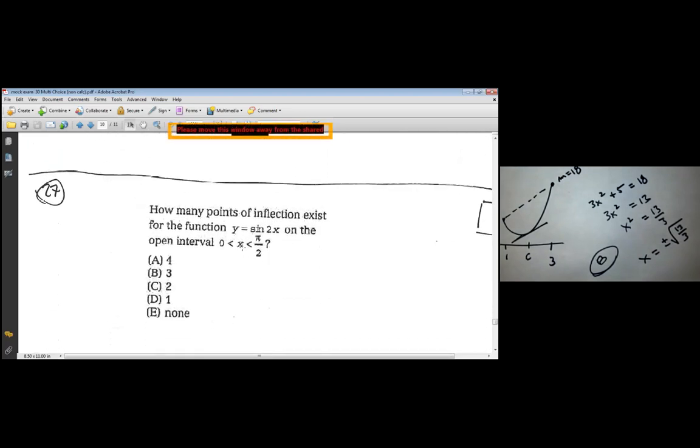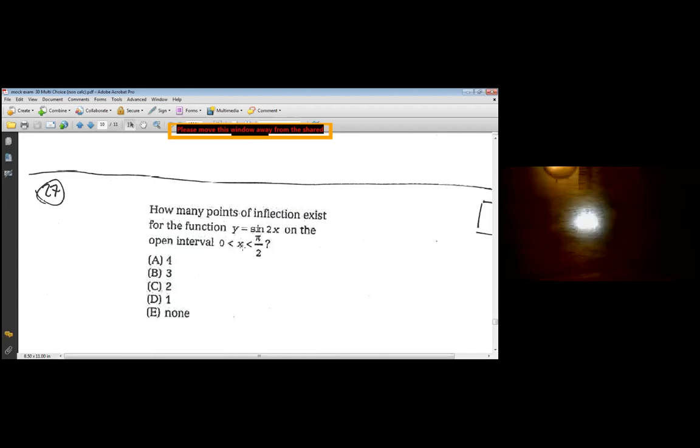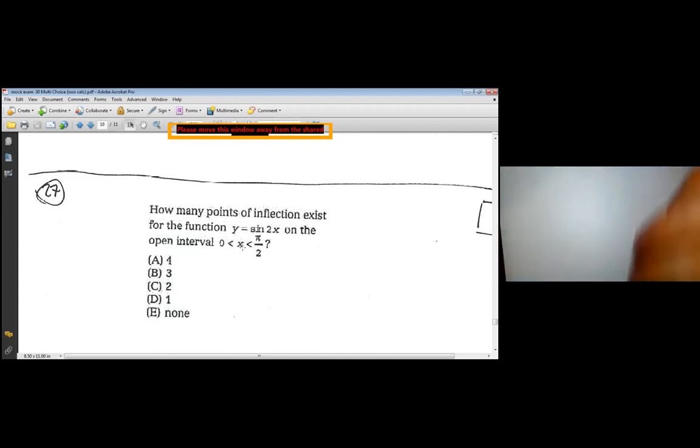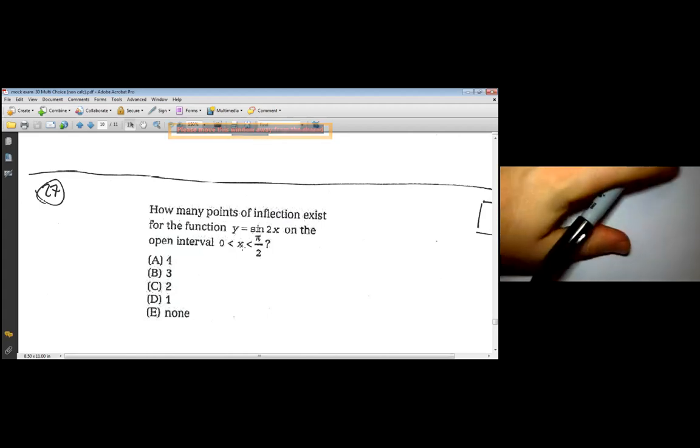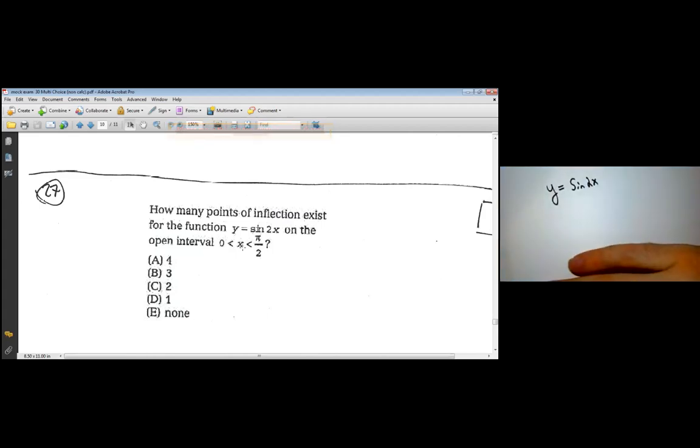27, how many points of inflection exist? Shouldn't be too bad. Second derivative test. Let's see. y equals sine 2x on the open interval. All right, so I mean, first off, we've got to take two derivatives.